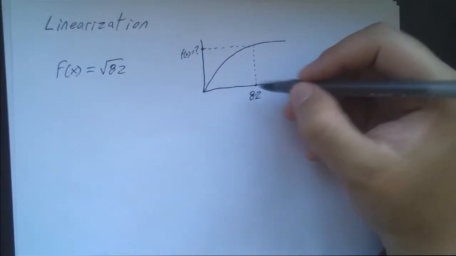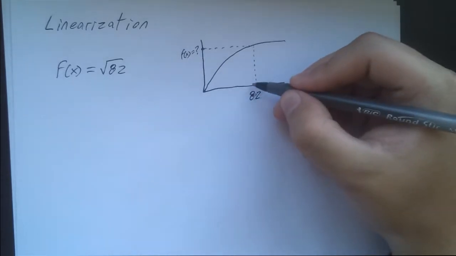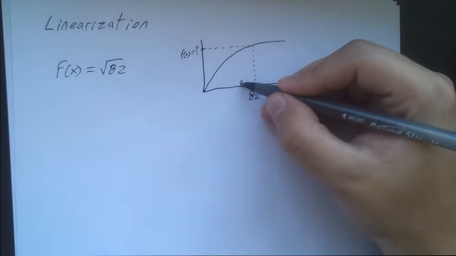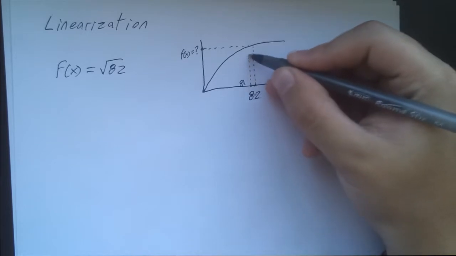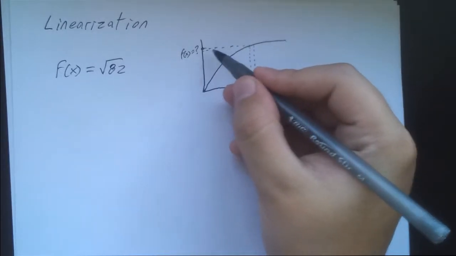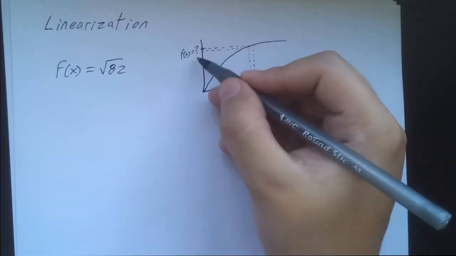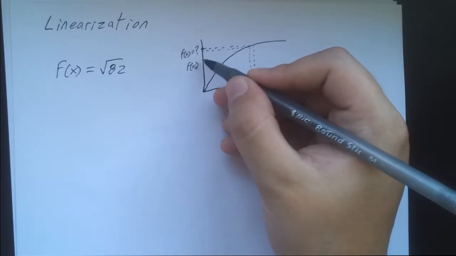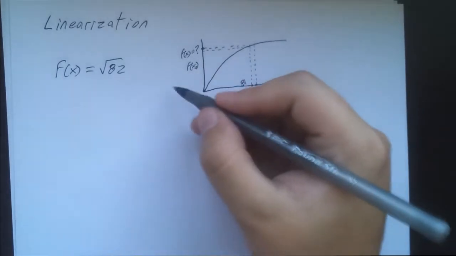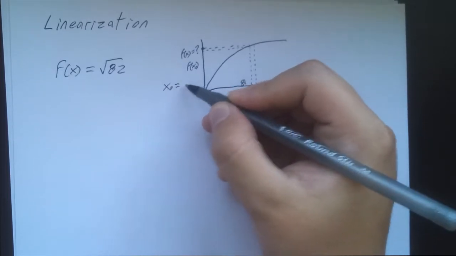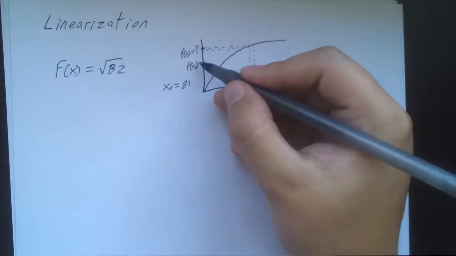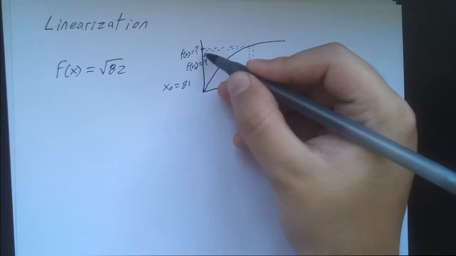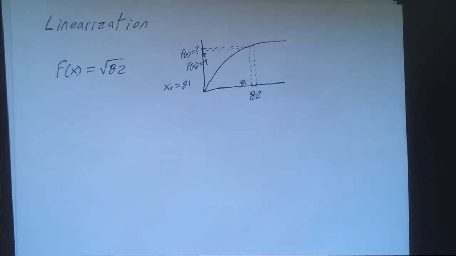Linearization tells us that if we find a number that is close enough, for which we know the answer, in this case let's try 81, which is pretty close, and we find the tangent line for that function, then we can use it for the other number and get an approximation. So let's say that x0 is equal to 81, because that's the number we're choosing, and we know that f(x0) is equal to 9, that's right here.